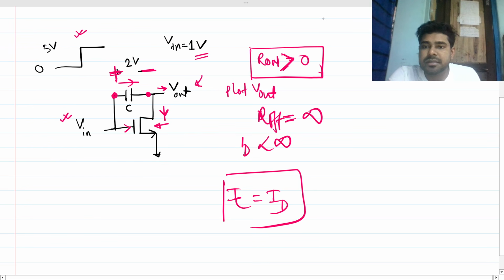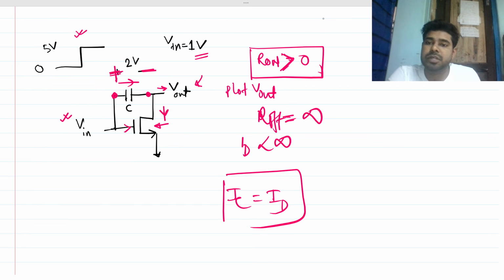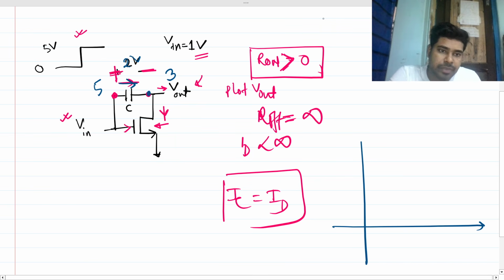When the input comes in from 0 to 5 volt, what will happen? The capacitor will try to maintain its voltage. So if the input is 5 volt, this terminal will suddenly go to 3 volt, so that it remains 2 volt across it. Okay, understood? So if I draw it, what will happen for t greater than minus infinity and less than 0?